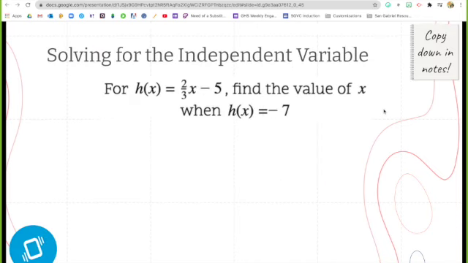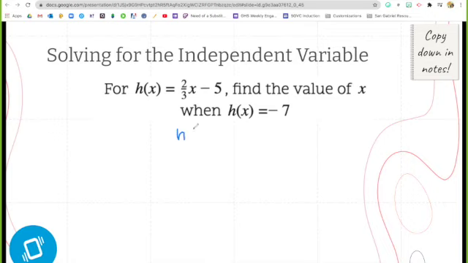So solving for an independent variable is going to be a little different. And the reason why is, for example, if we have h of x equals 2 over 3x minus 5, find the value of x when h of x is equal to negative 7. This time I have h of x, not just x. And because of that, it's going to be a little different when I write it down.